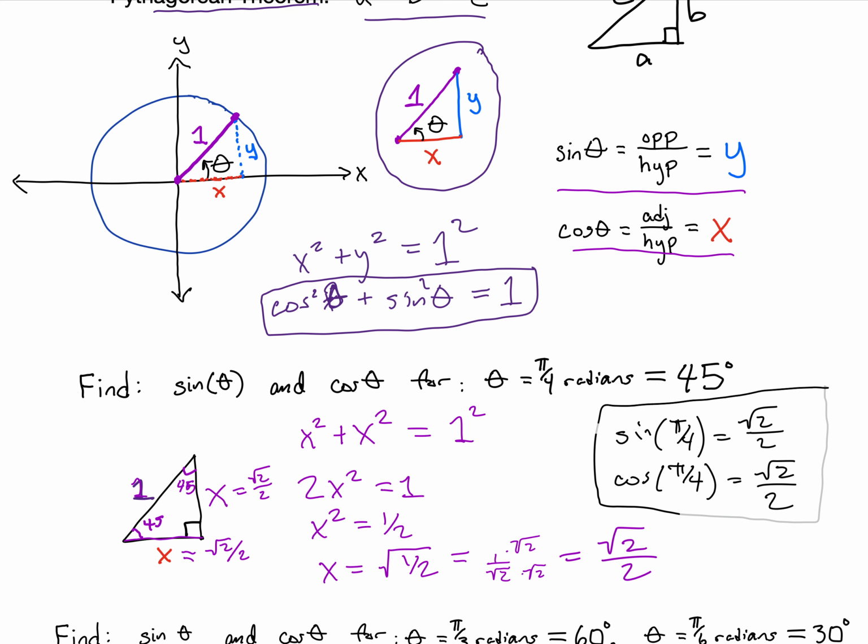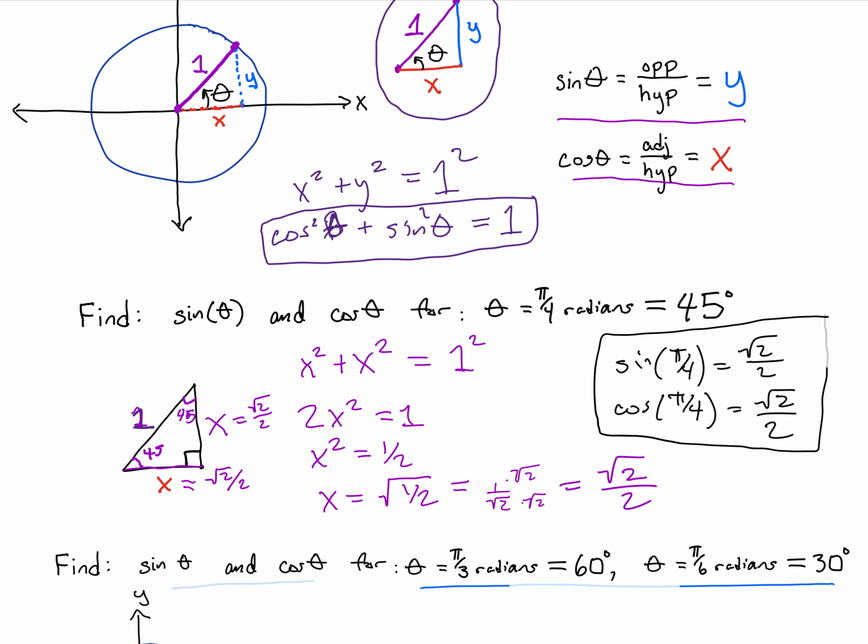Okay, so now why don't you think about finding the sine and cosine of theta equals pi over 3 radians, or 60 degrees, as well as theta equals pi over 6 radians, or 30 degrees. So see if you can think of any trick in which you could determine the side lengths using the Pythagorean theorem for either of those two angles, and we'll talk about it together in just a moment.